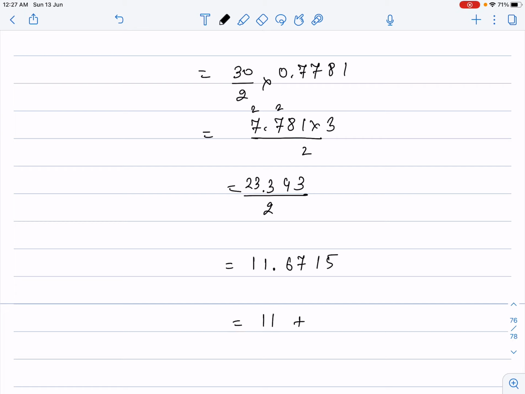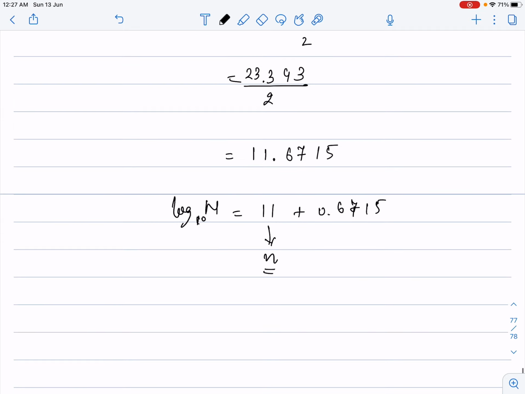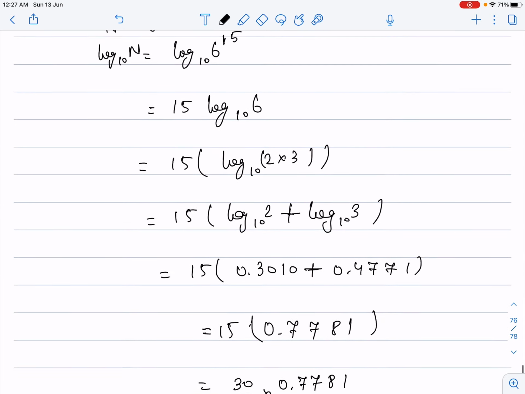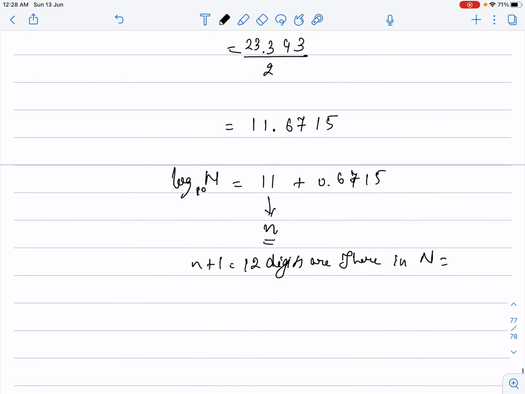So that will be becoming characteristic as 11 and mantissa 0.6715. So guys, if characteristic of log of capital N is small n, then number of digits in capital N will be becoming n plus 1. That means n plus 1 is equal to 12 digits are there in capital N. And what is capital N we are knowing, my dear students? That is 6 to the power 15 you are knowing.